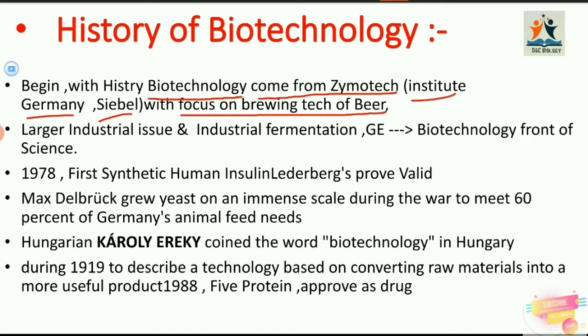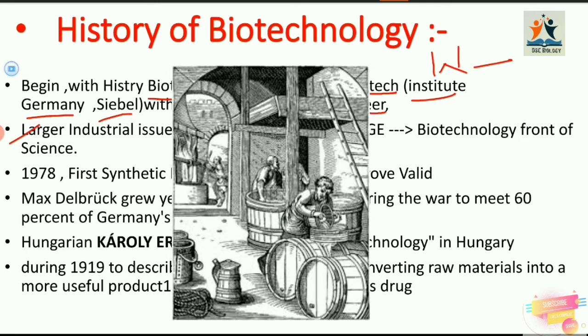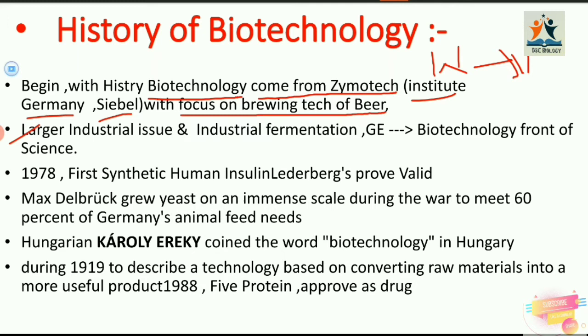Next we see the larger picture. First, the meaning of biotechnology was something different. The first meaning of biotechnology was the conversion of waste material into valuable material. That was the previous meaning. But what the meaning is now, we see in the point on what biotechnology is. So it started with this.